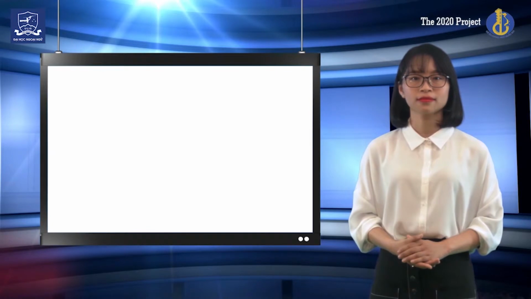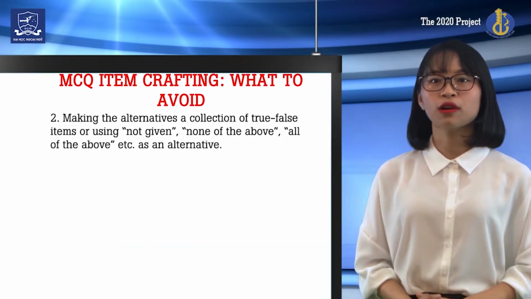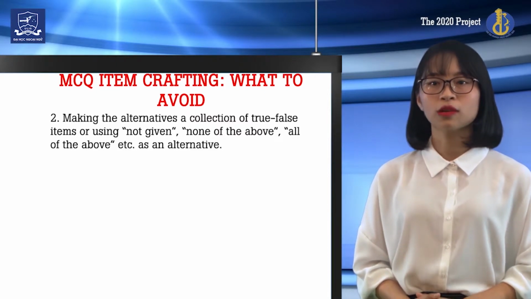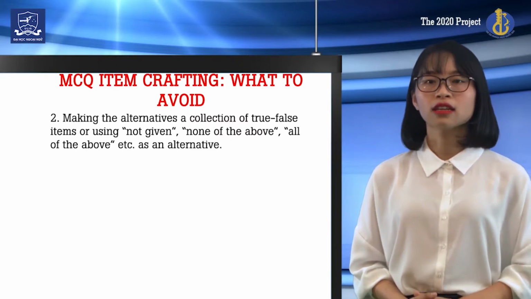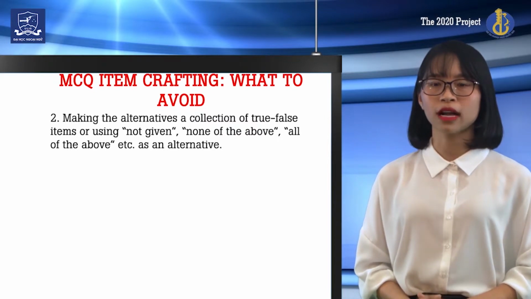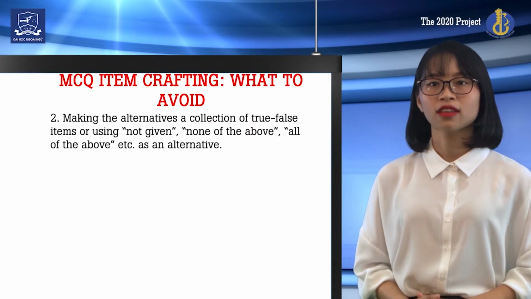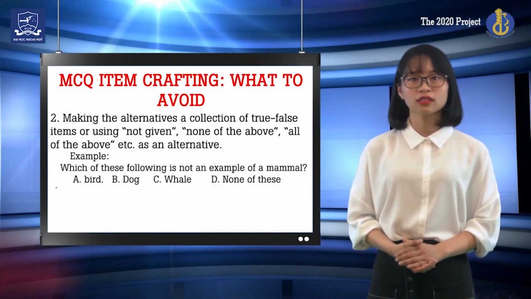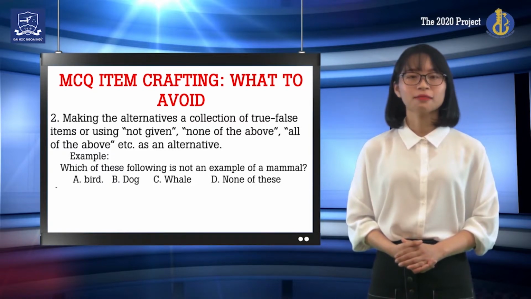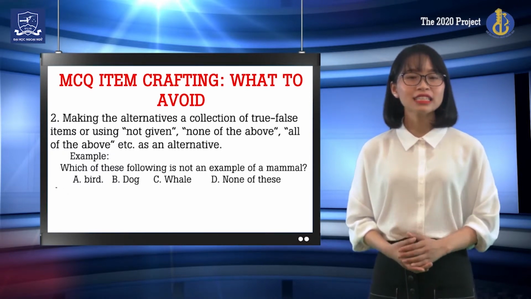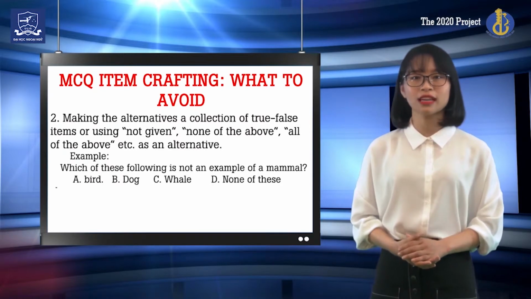Second, test writers need to avoid making the alternatives a collection of true-false items, or using not given, none of the above, all of the above, etc. as an alternative. For instance, which of the following is not an example of a mammal? A. Bird. B. Dog. C. Whale. And D. None of the above. It could be easily proved that D is not the example of a mammal.